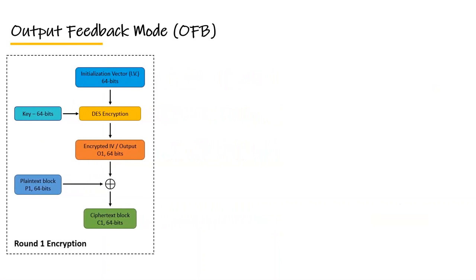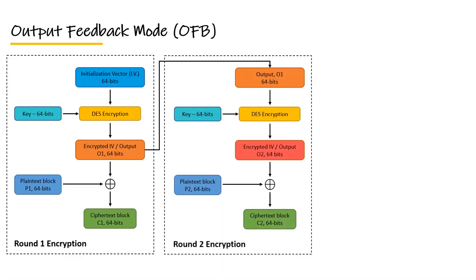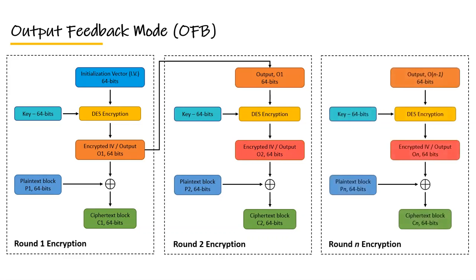The output produced, O1, will be brought forward as the IV of the next round, and encrypted again, to produce the output, O2. The second output will again be XORed with the second plain text block, P2, and we get our second cipher text block, C2. The operation then continues until all the plain text has been encrypted, which we can here denote as round N.